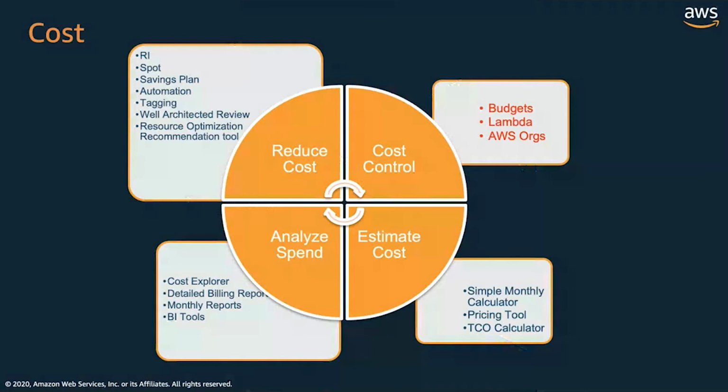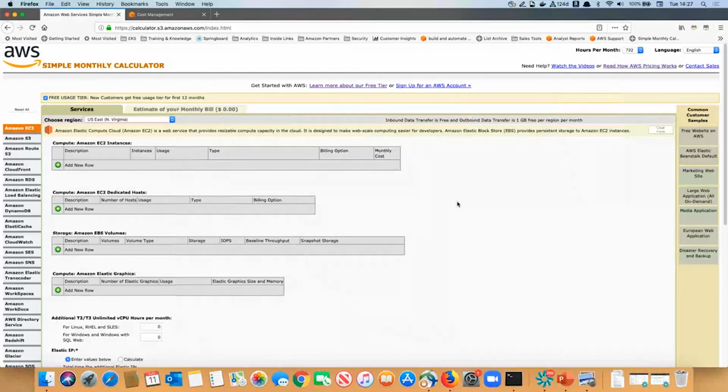There are various mechanisms via which we can analyze spend: Cost Explorer, the detailed billing reports, or we can use our business intelligence tools. We can estimate cost up front. It might be worth showing actually the Simple Monthly Calculator. I'm just going to come out of presentation mode for a second. I needed to reshare, so you should be able to see the Simple Monthly Calculator now.